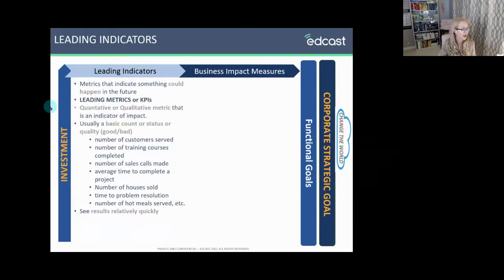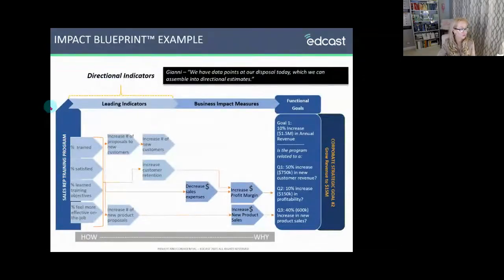Let me flip back to our impact map here. And you see, increase the number of new customers. That's a quantitative metric. Increase customer retention is a quantitative metric. Number of new product proposals, quantitative metrics. You could have something in here like customer satisfaction, right?